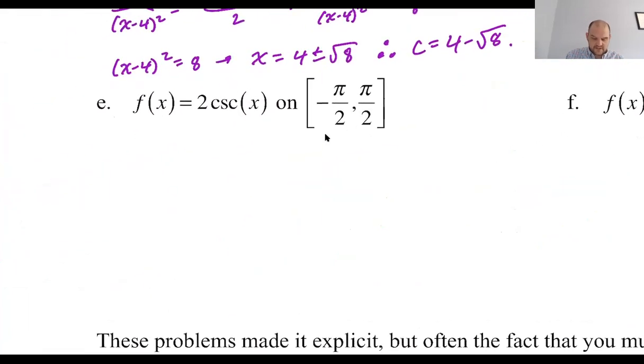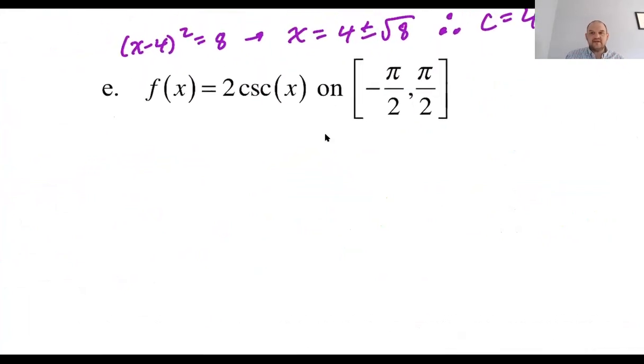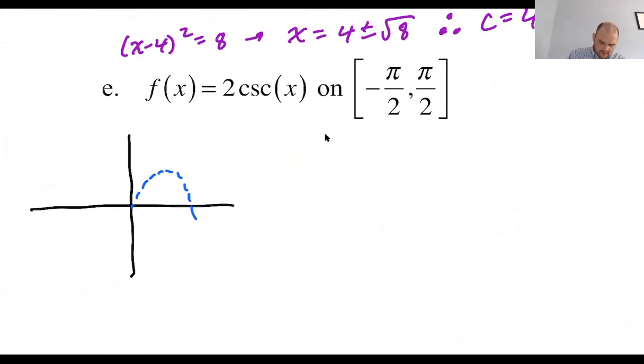So we got to know what cosecant looks like. I'm not going to wimp out on this one. So to graph cosecant, it's a good idea to start with just sine. So sine, and let's dot that in. I'll dot it in blue. So sine looks like this. Okay, which means cosecant is the reciprocal of that.